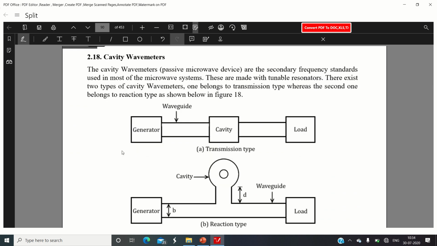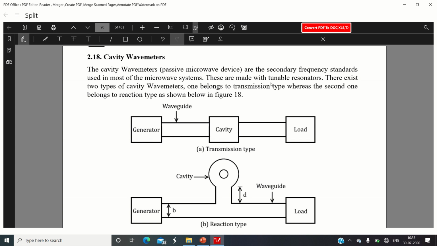Okay, see the cavity wave meter, the functional diagram of what we mean by cavity wave meter is shown over here. Okay, so first of all, let me tell you that this particular device is constructed by using a rectangular waveguide. Okay, and the use of this particular device is to measure the microwave frequency. So this particular circuit is acting like a tuning circuit, or it is a kind of resonator circuit. Okay, so the cavity wave meters are the secondary frequency standards which are used in measurement of a microwave frequency.